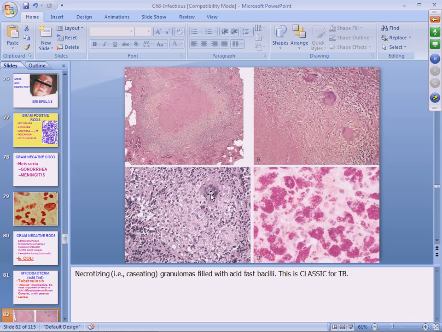And some of the mycobacterial infections may not be very granulomatous at all, especially some of the atypical ones, and you'll just see these little acid-fast organisms diffusely throughout cells.